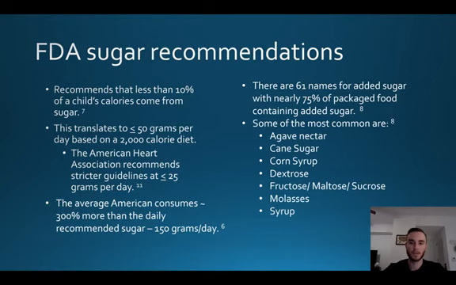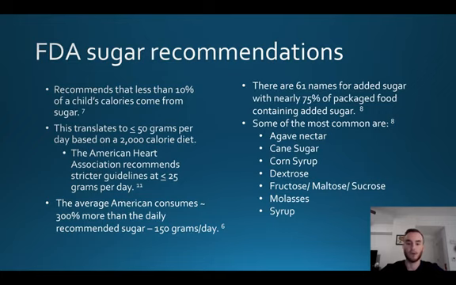So next, here on the right column, this data is actually published by the University of California, San Francisco on their website about sugar science. They claim that there are 61 names for sugar in packaged foods that can be used on nutrition labels. And they did a study based on the packaged foods found commonly in grocery stores and found that nearly 75% of those foods contained added sugar.